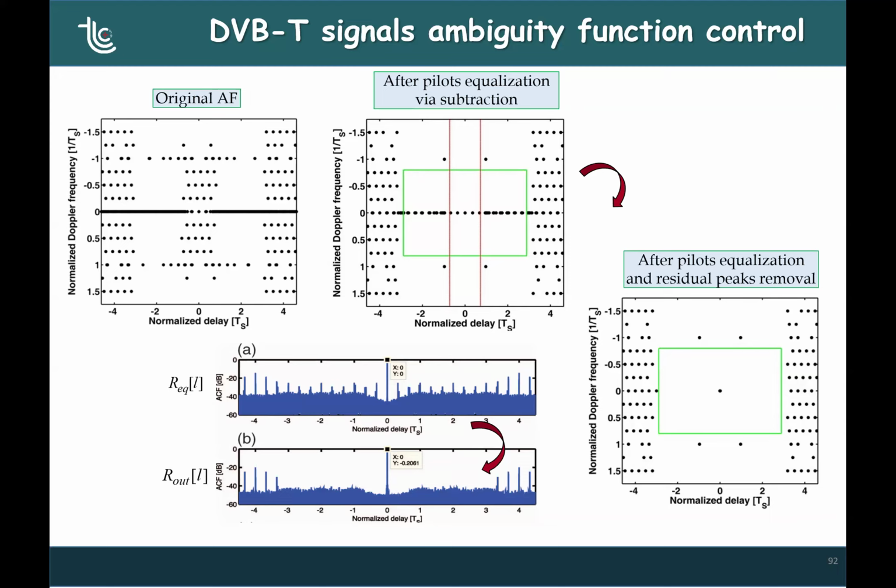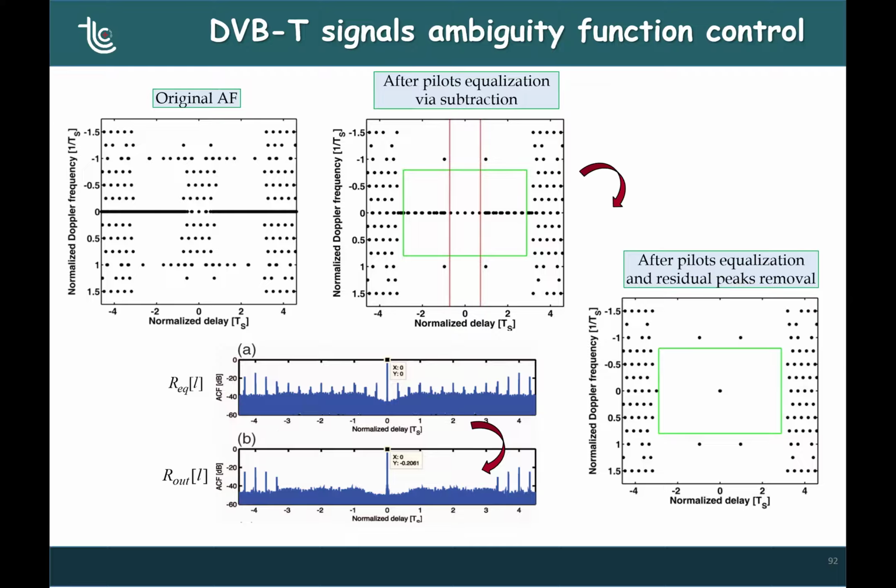As you can see, actually, we don't remove all the peaks everywhere, but we try to remove the peaks around the target. So we try to create a clear area around the target, that in this case is the green square. Inside the green square, there is only one peak that is due to the target, and all the others that are due to the pilots are outside this green area.